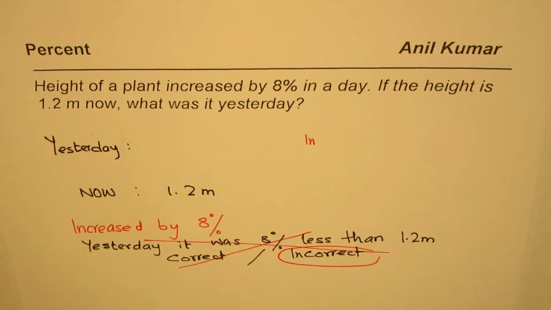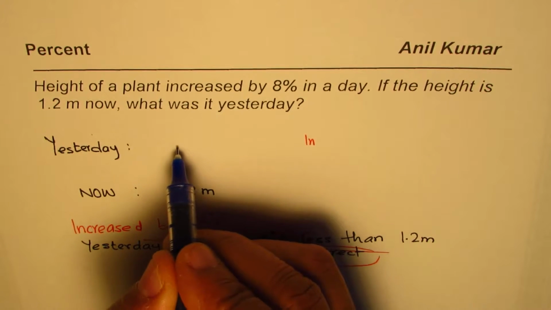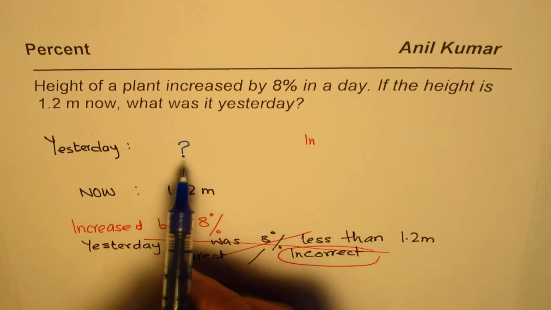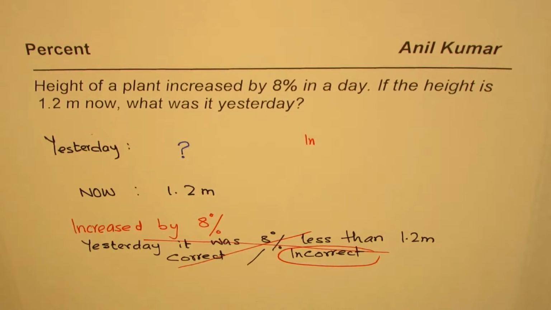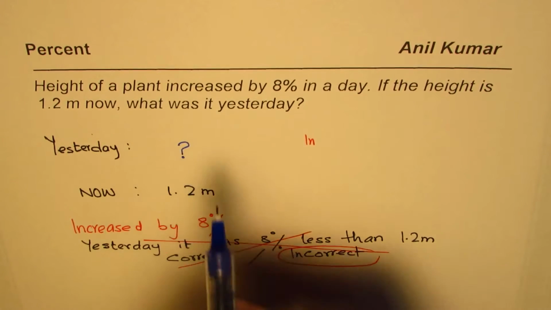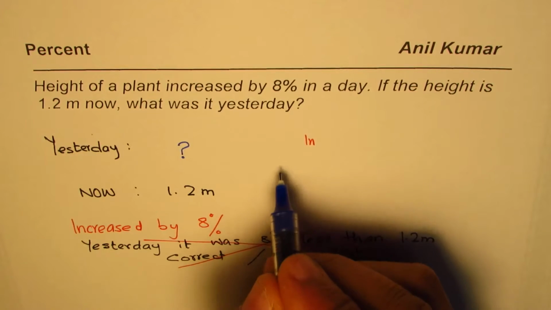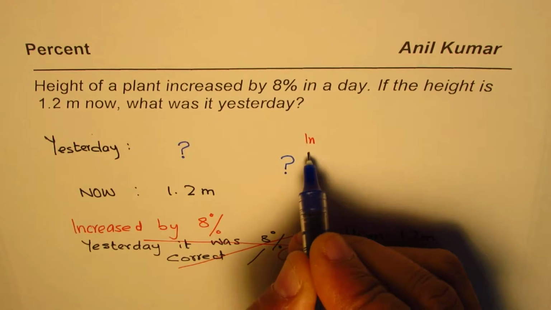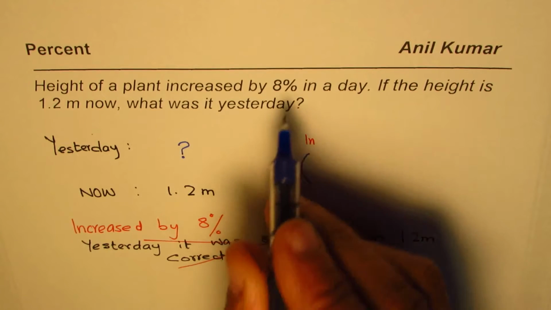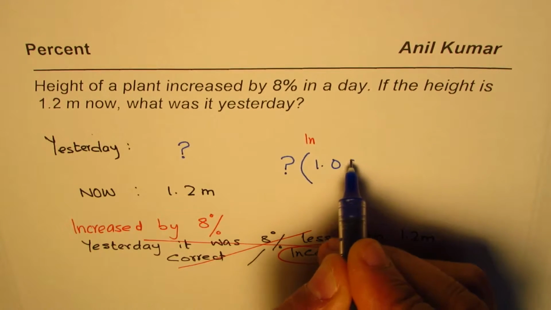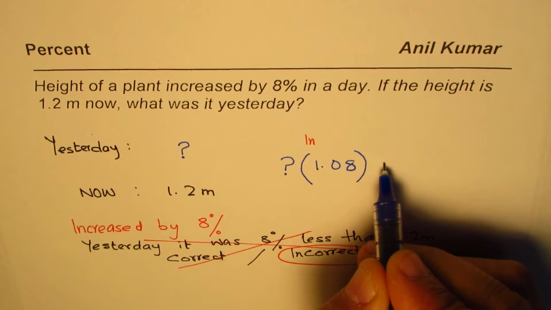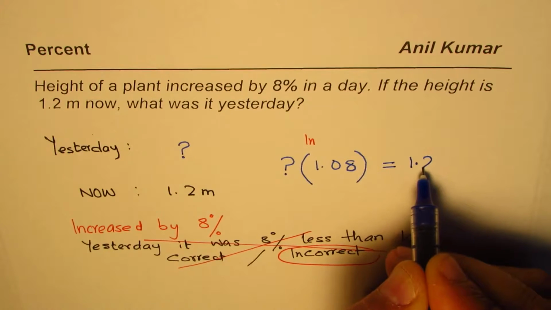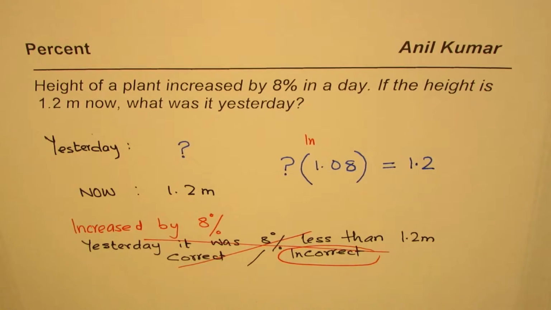So what we do here is we start with a number. If the number here is something which we don't know, we are saying that number increased by 8% is 1.2. Do you see that? So this number which we don't know is increased, which means it is multiplied by 1.08. So when you multiply this number by 1.08, you get 1.2 meters. This is how you have to think.